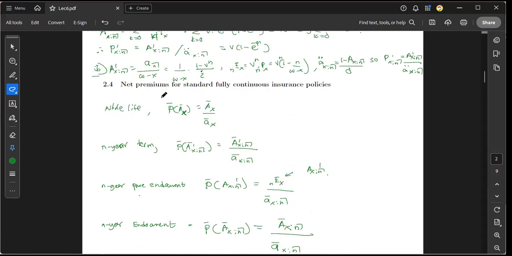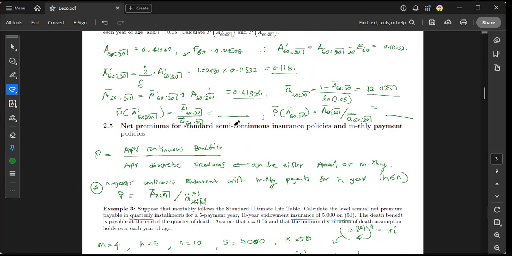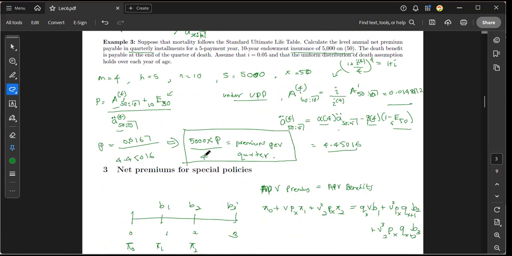And the other thing is all these premiums are decided considering $1 or 1 rupee benefit payment and the annuity payments. That means if you have the actual benefit amount, you have to multiply this amount by that to get the annual payment. If the premiums are paid in equal intervals during the year, then you have to divide the annual amount by the number of intervals to get the premiums per that interval. So that is the special case we considered.